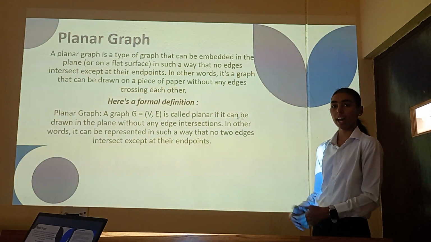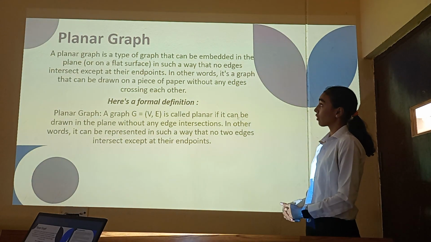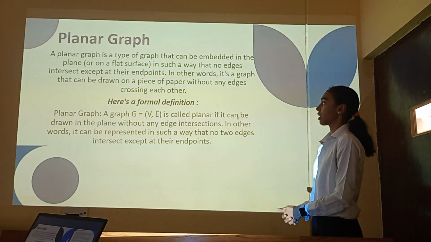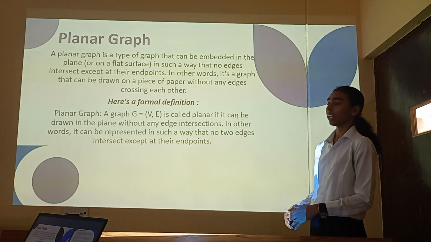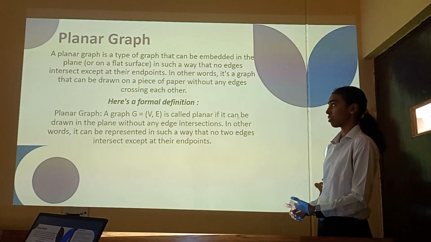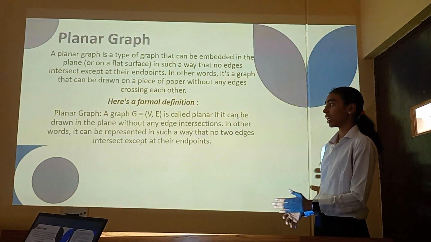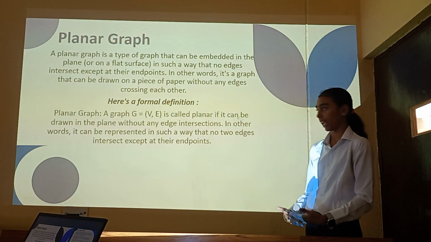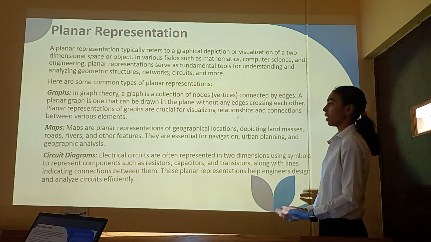Now we have our last topic, which is planar graph. A planar graph is a type of graph that can be embedded in the plane or on a flat surface in such a way that no edges intersect except at their endpoints. In other words, it's a graph that can be drawn on a piece of paper without any edges crossing each other. A formal definition: a graph G(V, E) is called planar if it can be drawn in the plane without any edge intersection. Now we have planar representation.